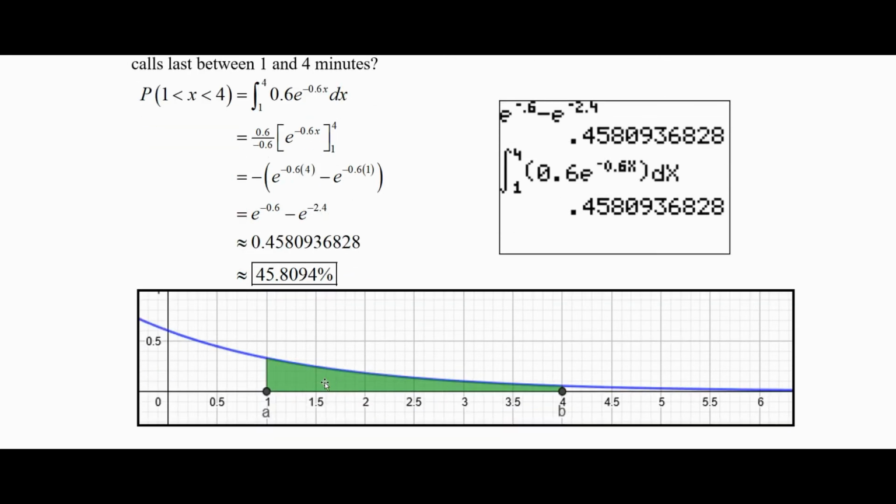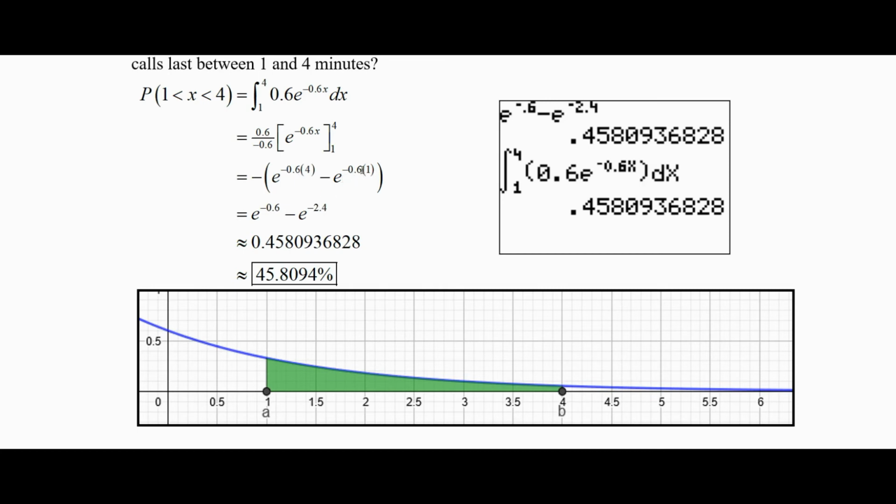But the probability we're looking for is this green area right here, which is just the integral. So let u be negative 0.6x, du is negative 0.6 dx. You put a negative 0.6 here, divide by negative 0.6 out front, so that makes that a negative 1. And then we get e to the u for our antiderivative. Then we want to evaluate from 1 to 4, so we put a 4 in here and a 1 in here and work this out.